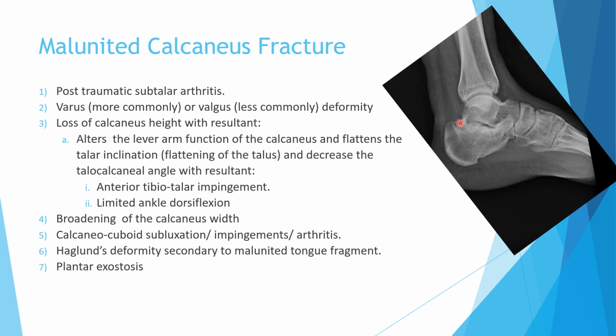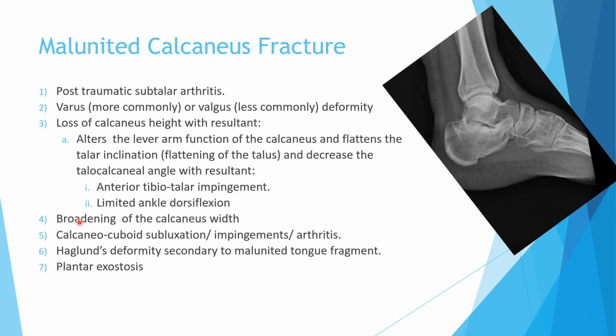So loss of calcaneus height, as you can see here, this is one of my patients. He actually presented with anterior ankle pain after a malunited calcaneus fracture. Why? Because with loss of calcaneal height, the talus becomes horizontal, and when it becomes horizontal, there will be limited ankle dorsiflexion and impingement here. So the talus should be like this, so the patient or regular person can do dorsiflexion without impingement. When the talus becomes horizontal, it becomes impinging here with limited dorsiflexion.